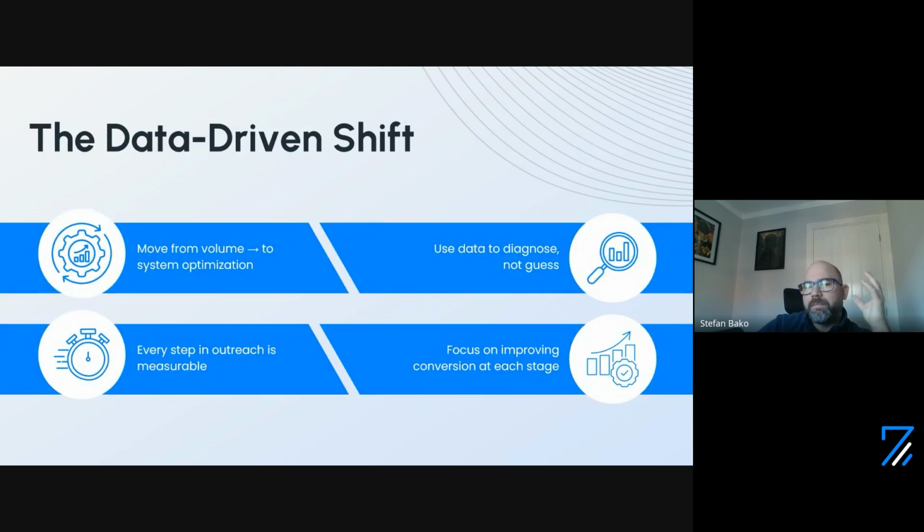The shift we are making here is very simple, but very powerful. We move from doing outreach to managing a system. And in a system, every step is measurable. Think of outreach like a series of filters. At each stage, people either move forward or drop off, and each drop-off tells you something specific. When you start thinking this way, you stop guessing and start diagnosing.